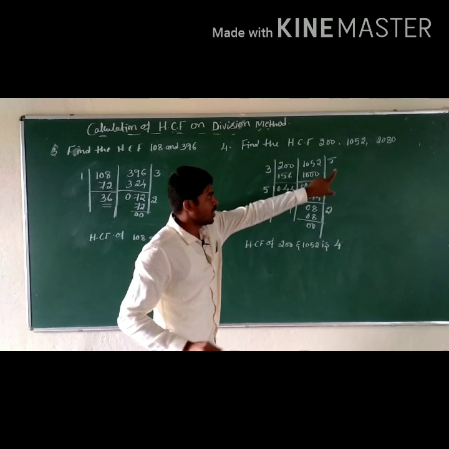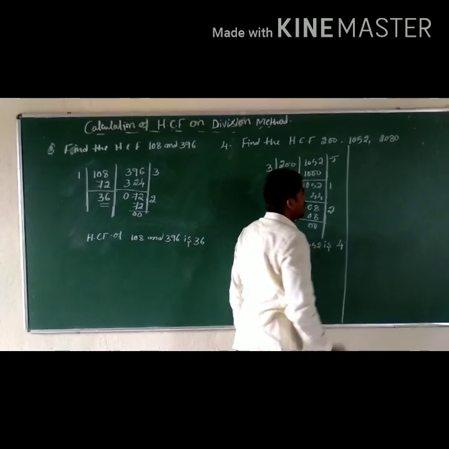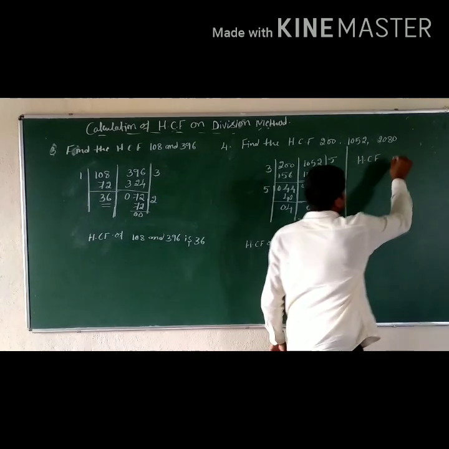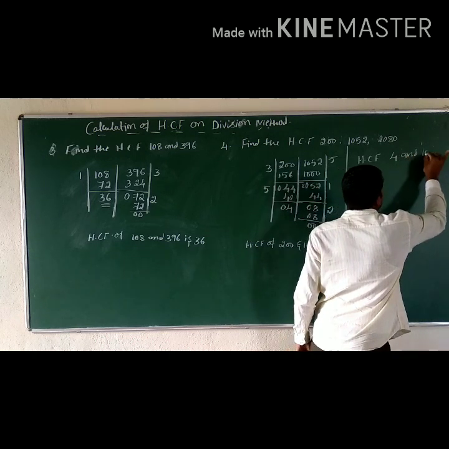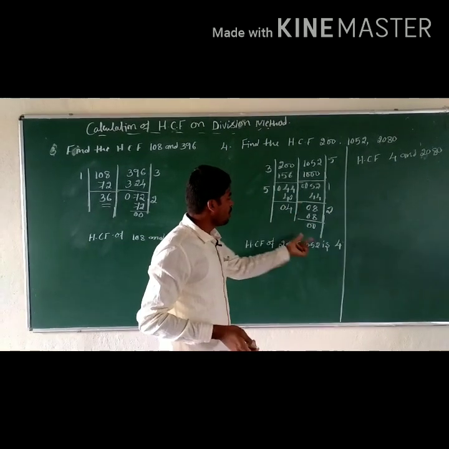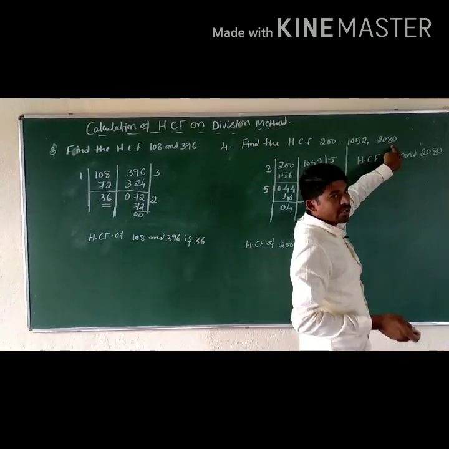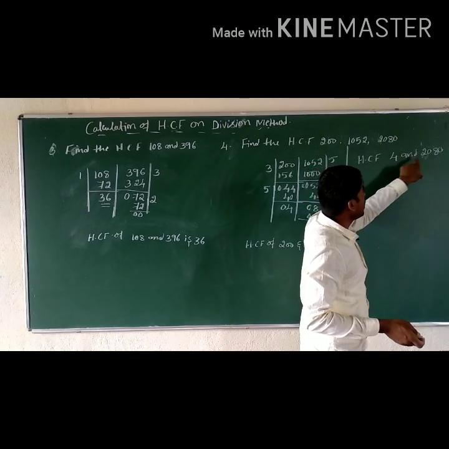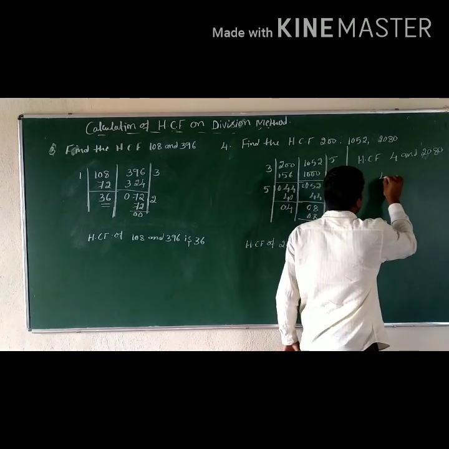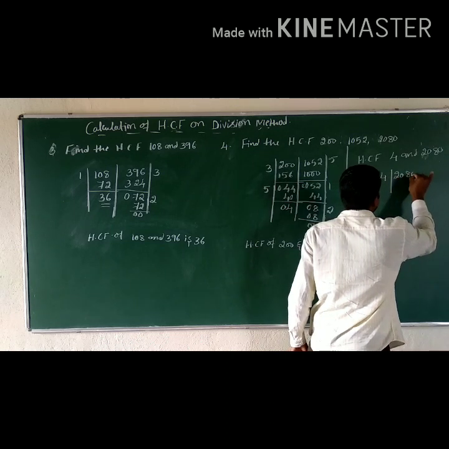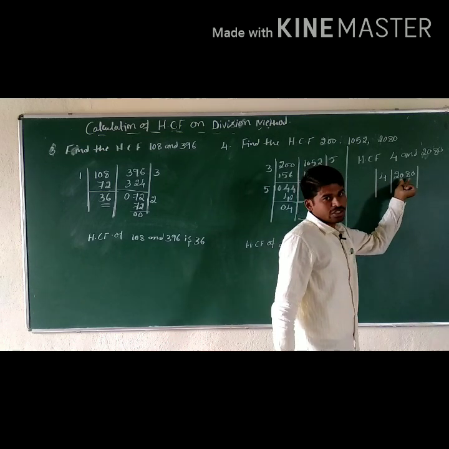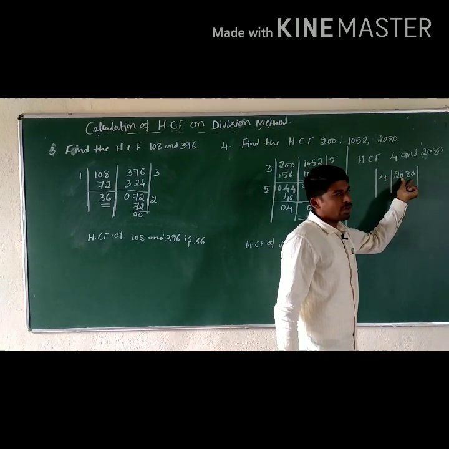In the same manner, continue with this one. Now we are going to calculate the HCF of this 4 and 2080. After calculating the HCF of these two values, we take the balance figure and the remaining value and calculate the HCF. Now HCF of 4 and 2080, we calculate in the same manner. Which should be the lowest value? 4 is the lowest value, the highest value is 2080. With the help of the 4, we are going to divide this value.